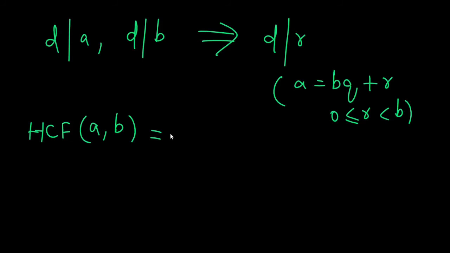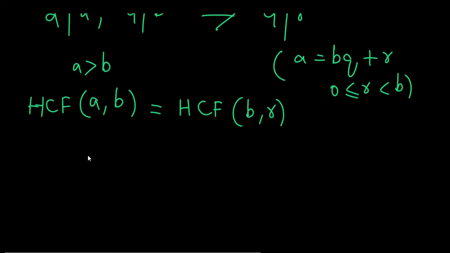So this one is the HCF of B and R. We have taken B here because let's say A is greater than B. If A is greater than B, we will take the smaller numbers. A and B are the bigger numbers. Now we take the smaller of A and B, and R is the smallest. So we will consider B and R.